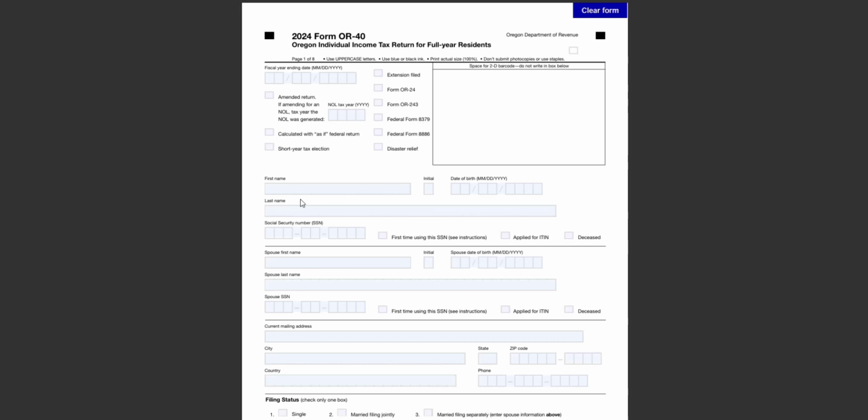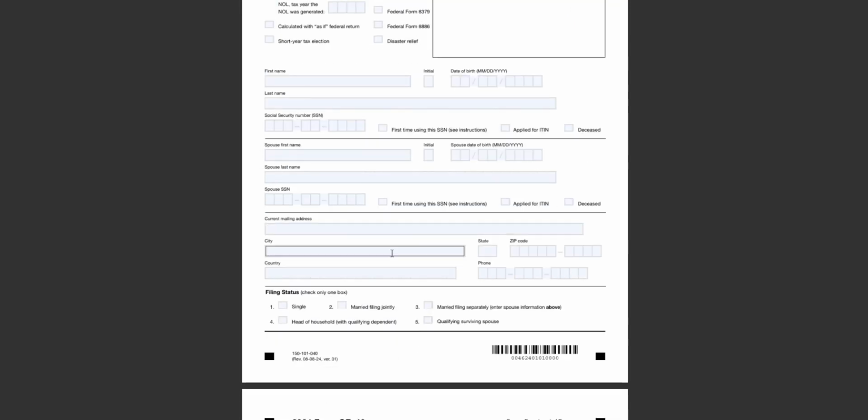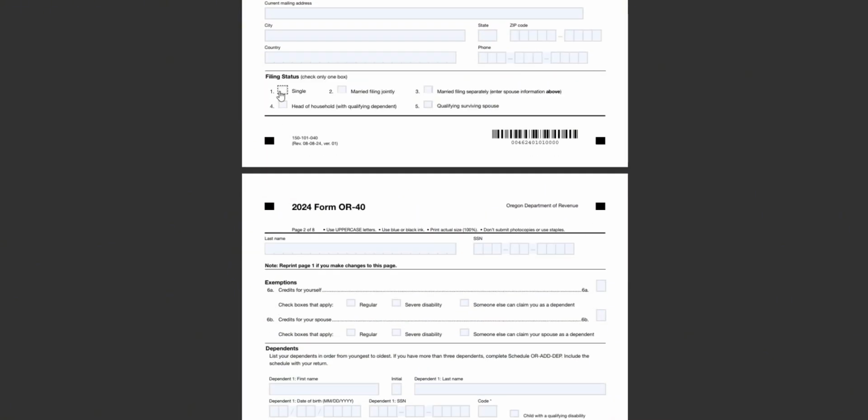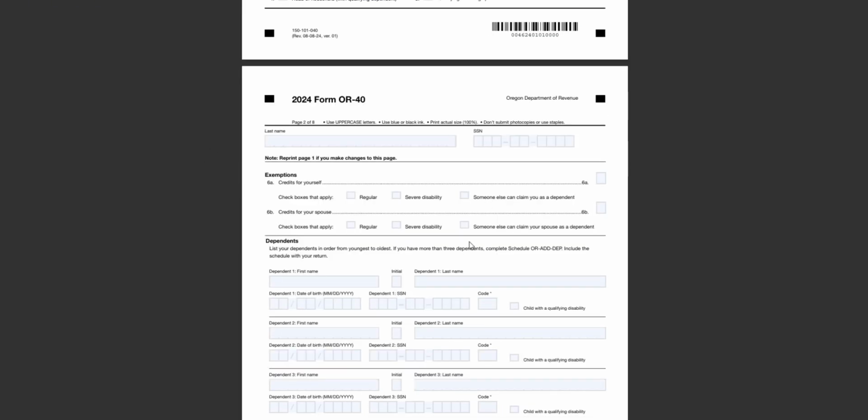I would refer to a tax accountant or one of those third-party online tax assistance platforms. All right, so now you're just going to do the easy parts: first name, your middle initial, date of birth, your last name, social security number. And then if you have a spouse, put their information there, your current mailing address, city, state, zip code, your country, and your phone number. We're filing single in this video. If you're married or head of household, you would select the appropriate one.